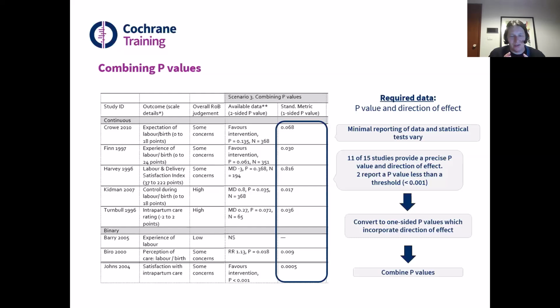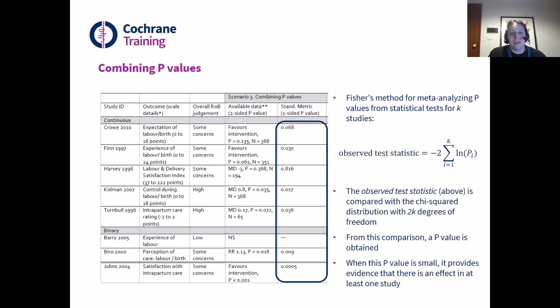And I'm not going to go into too much detail about this, but we have to create a one-sided p-value, and we have to correct the direction of that p-value, as we do sometimes when we're reversing the direction of a scale. We do that, we calculate the standardized metric, and then we essentially combine the p-values. The method that's described in the handbook is the Fisher's method for meta-analyzing p-values from K statistical studies. That's the number of studies.